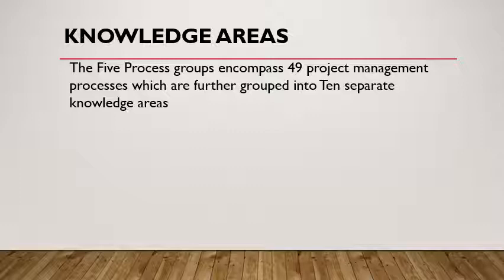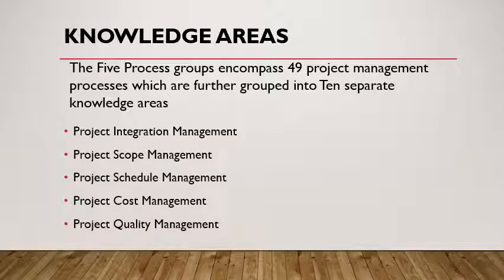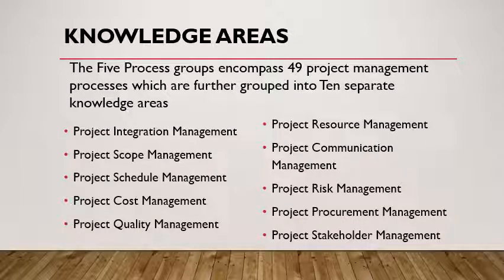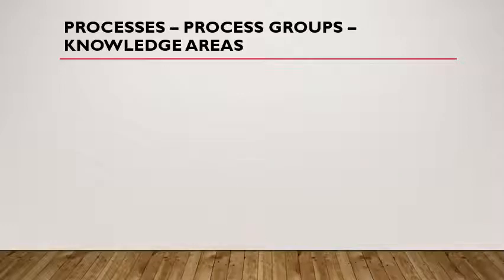There are totally 49 project management processes which have been classified into 5 process groups, and these processes are further grouped into 10 separate knowledge areas as listed below. Let's move on and try to understand more about the processes, process groups, and knowledge areas.